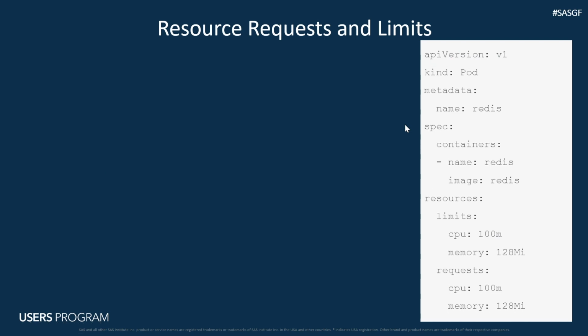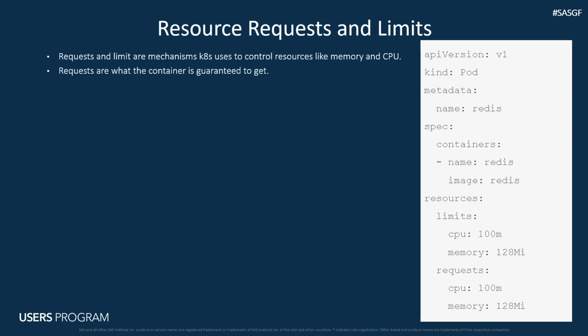Let's next talk about resource requests and limits. Requests and limits are mechanisms that Kubernetes uses to control resources like memory and CPU. I usually tell people to think of requests as the minimum and limits as the maximums. Requests are what the container is guaranteed to get. It's what we are saying we have to be able to run successfully within the system.